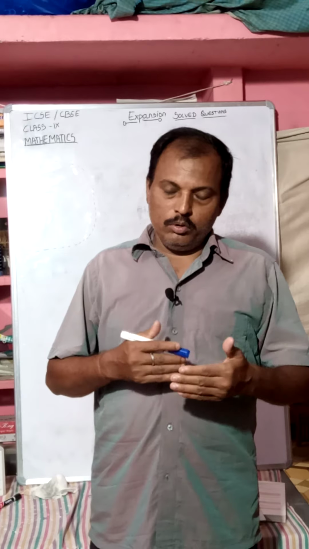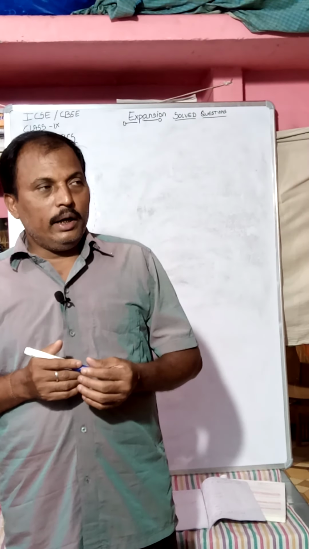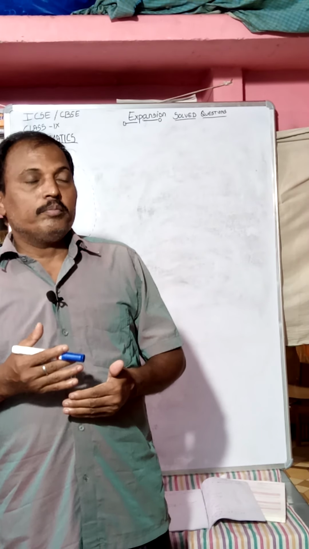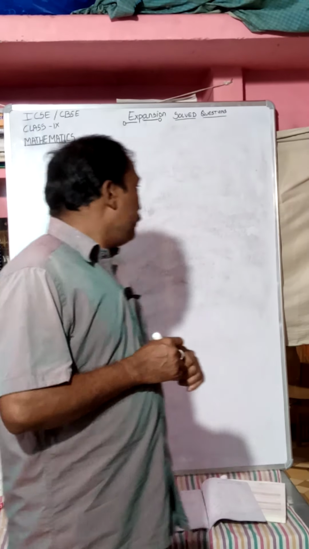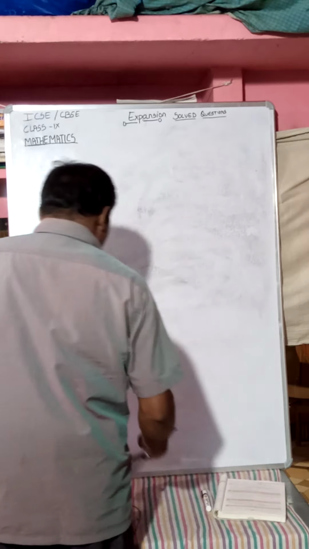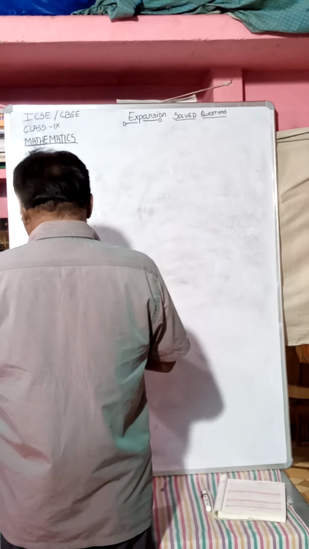Now we also discussed some problems. Today we also discuss more problems relating to (a plus b plus c) whole square. Now look at the whiteboard. There is a problem.